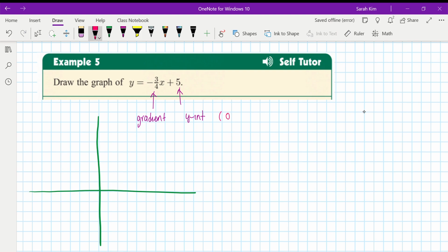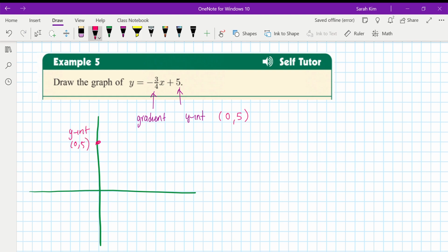The x value is always 0. And my y-intercept value is just going to be that number, which is 5. So this is the coordinate. So I go find it. 1, 2, 3, 4, 5. So this is my y-intercept at (0, 5). Now all I have to do is use the gradient.